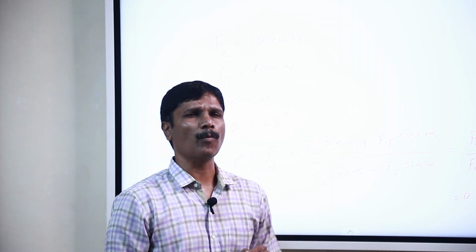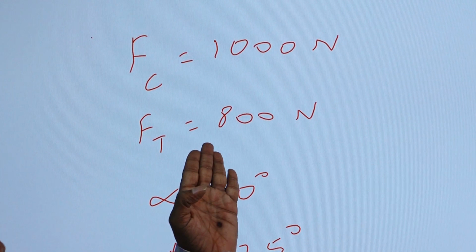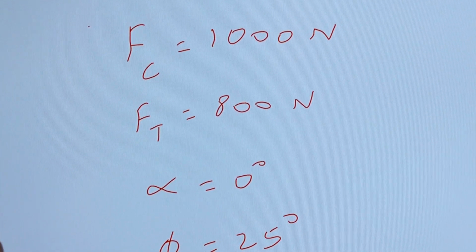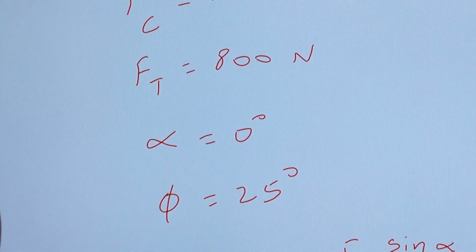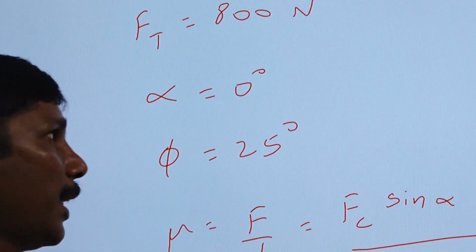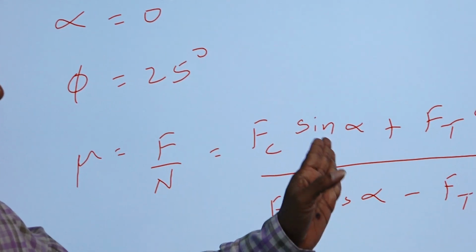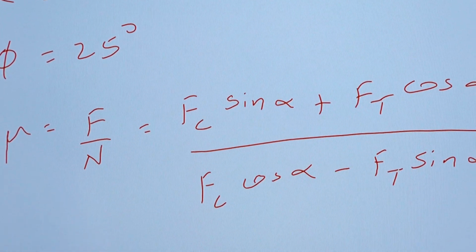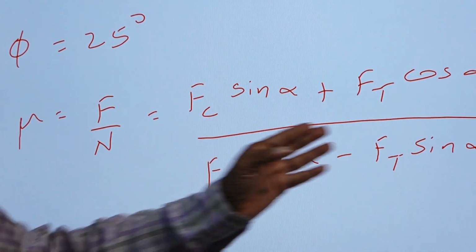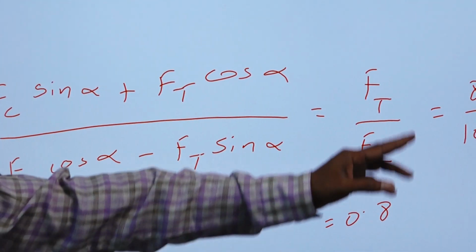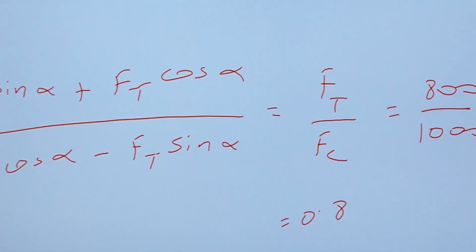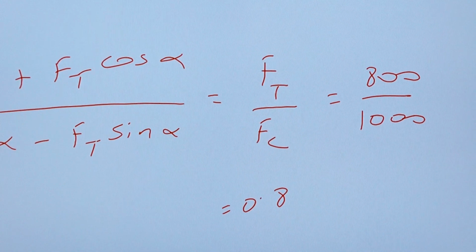Here we are having a beautiful problem. Cutting force is given as 1000 Newton, thrust force is given as 800 Newton. The special case is alpha equal to 0 degree and phi equal to 25 degree. Alpha equal to 0 degree means the coefficient of friction mu equal to F by N. This F by N is equal to Ft by Fc. Therefore 800 by 1000 is equal to 0.8. So it is a special case: when alpha equal to 0, mu equal to Ft by Fc.